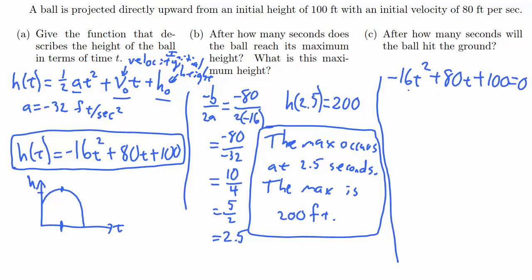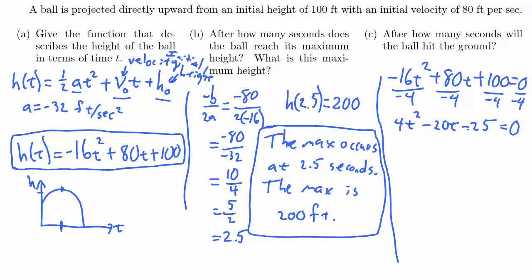What I like to do, first of all, I'm going to divide everything by a negative, but also notice that everything in here is divisible by 4. So I'm going to divide everything in here by negative 4. And notice I divided the 0 by negative 4 as well. So negative 16 divided by negative 4 is positive 4t squared. 80 divided by negative 4 is negative 20, so negative 20t. And the 100 divided by negative 4 is negative 25. And that's going to be equal to 0.